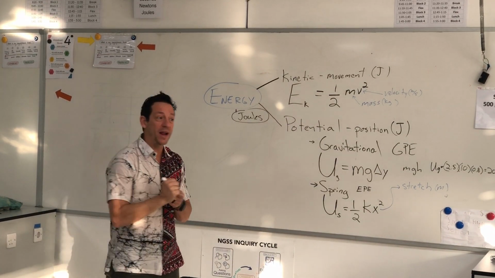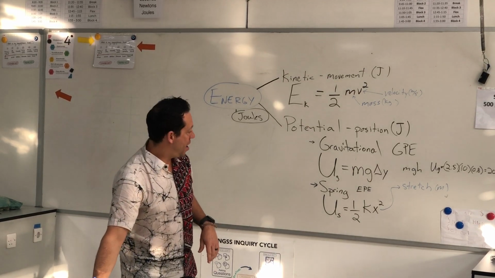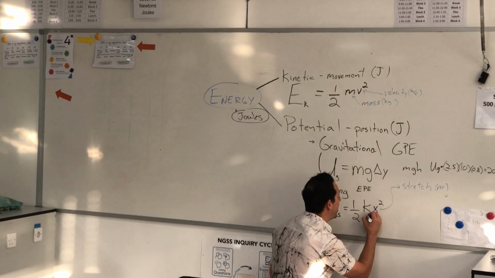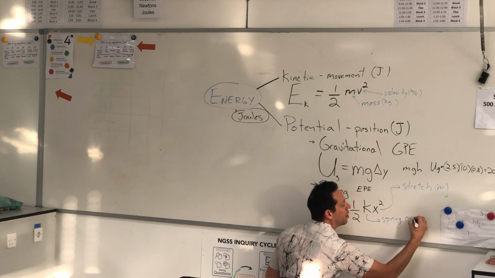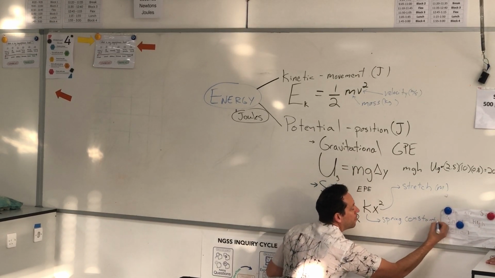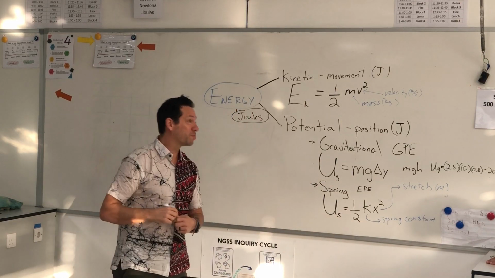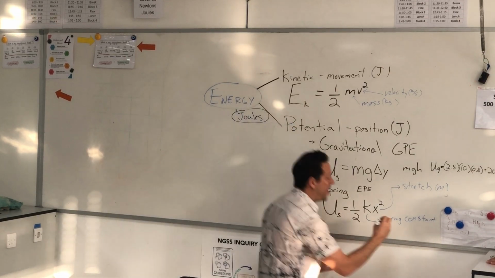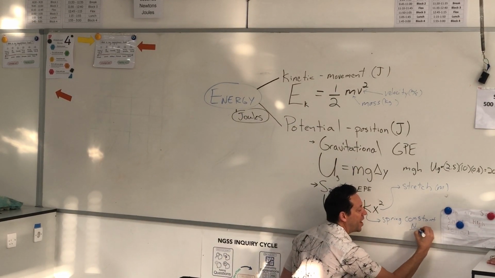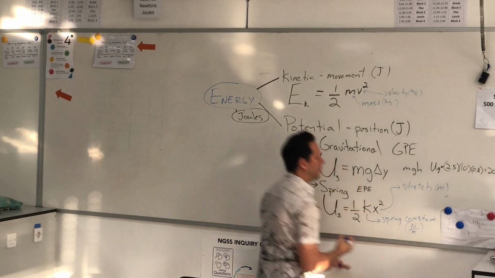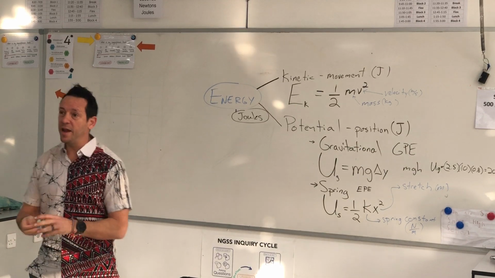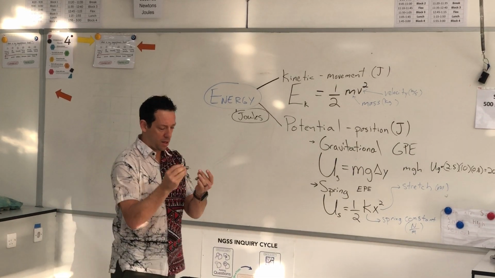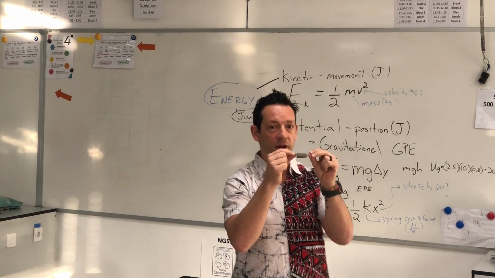K is called the spring constant. K is the spring constant, and the spring constant is in units of newtons divided by meters, N over M.